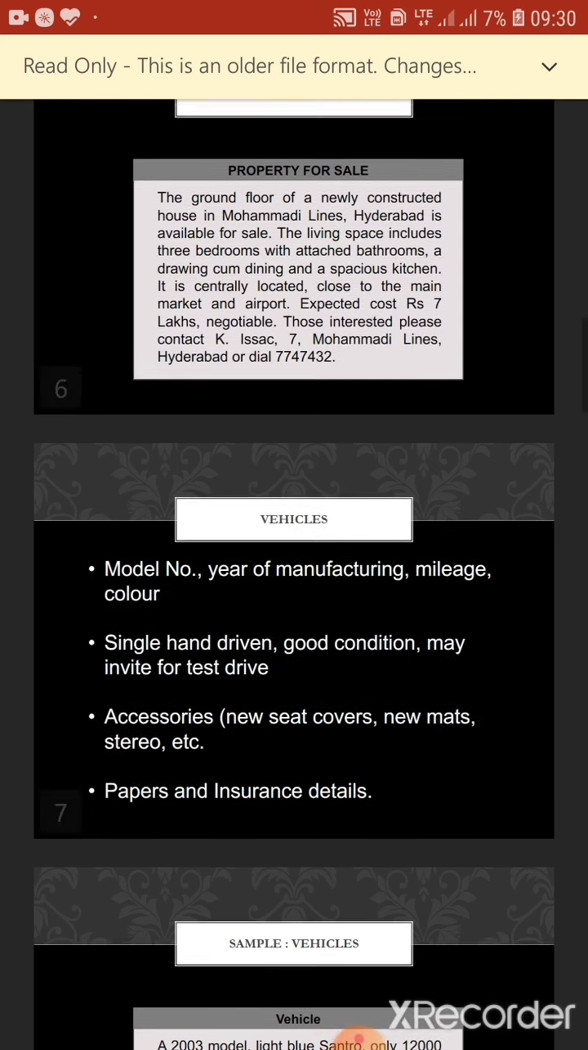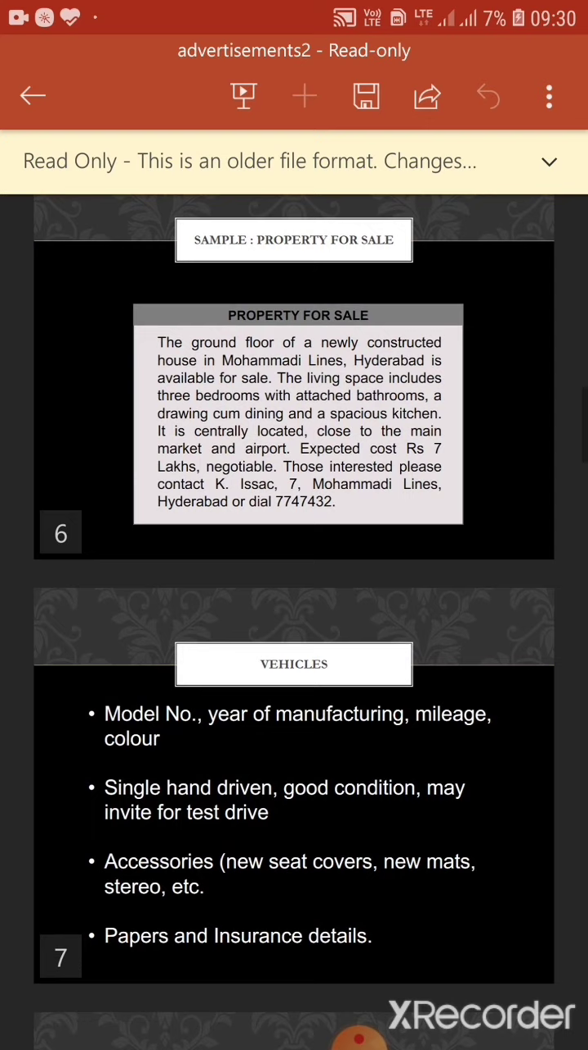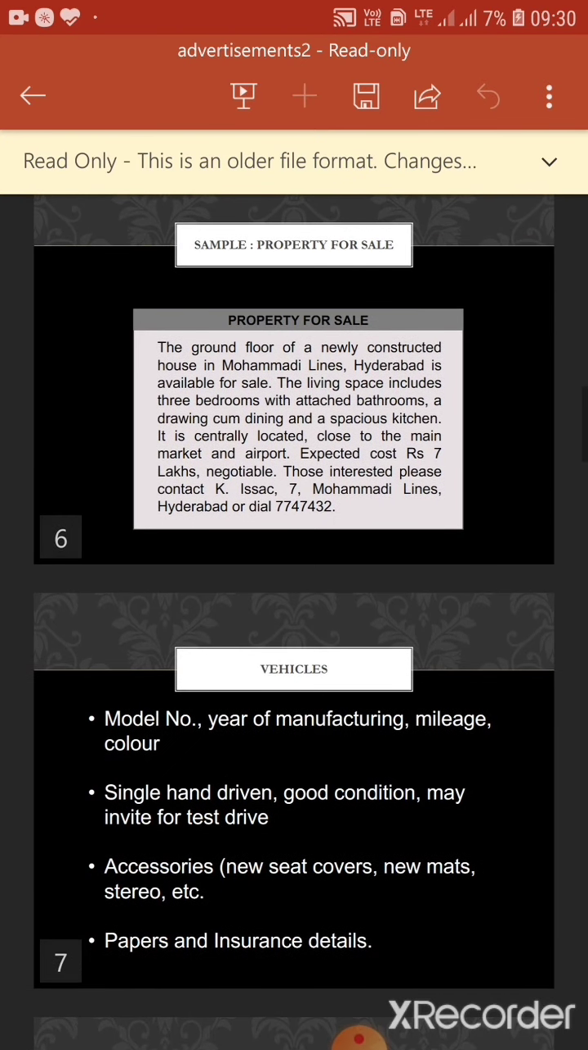So this is all about the advertisement written for a property for sale. Property for sale, this is one fine example. Within 4 or 5 sentences it has been completed, and it could be more concise and precise, but this is one sample that could be useful for you also.